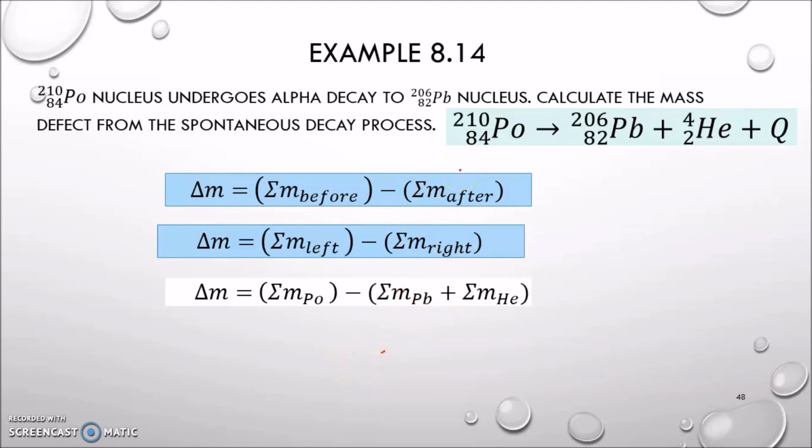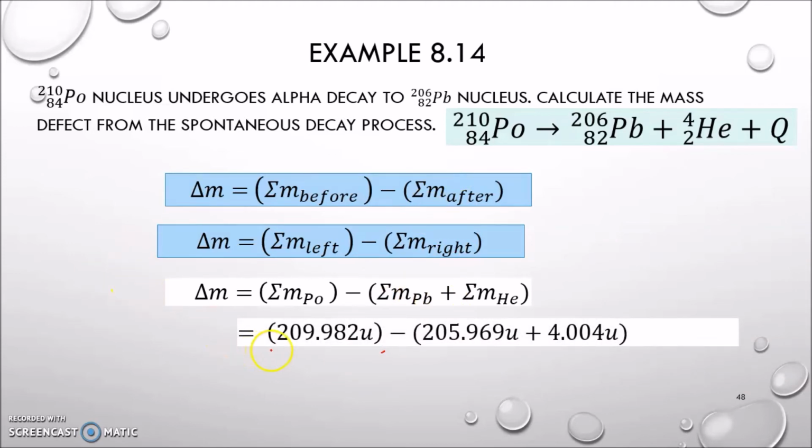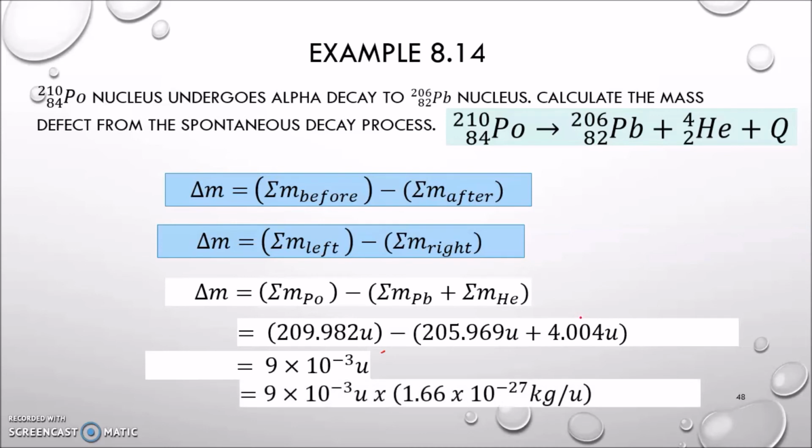For the mass of polonium, it is 209.982 u. Mass of lead is 205.969 u. And the mass of helium, or alpha particle, is 4.004 u. So we will get 9 times 10 to the power of -3 u. This is the mass defect. You can also convert it into kilograms, which is 1.49 times 10 to the power of -29 kilograms.